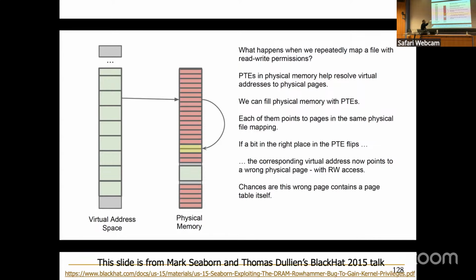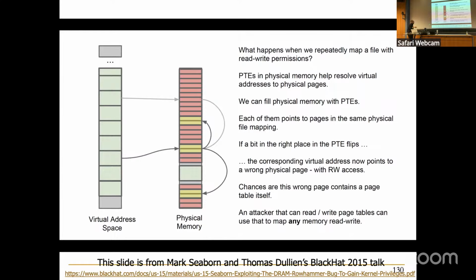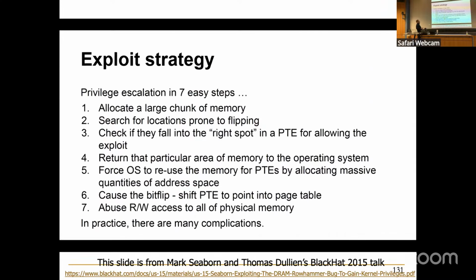So if I flip the bit inside the page table and make it point somewhere else, and I have filled up the whole memory with page tables, where would it point? It would point to another page table. This way, I would give the attacker the possibility to read and write page tables. The attacker could read and write to whichever page table they want, and this way they could map any memory to their read-write location.